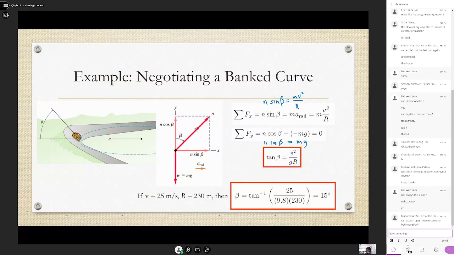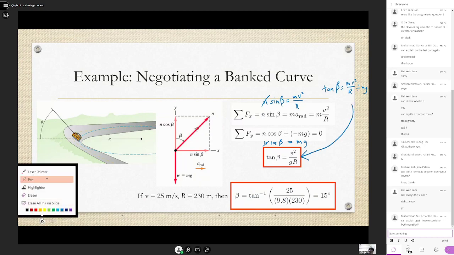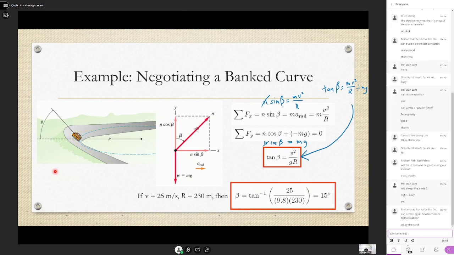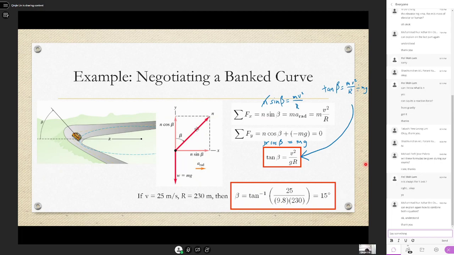Okay, on the left hand side, this n will cancel out because we divide. Sine divided by cosine gives tangent. On the right hand side, you take mv square over r divided by mg. So it will become mv square over r divided by mg. Then of course you will get this. Okay, good. No problem. Everyone else, any more questions?